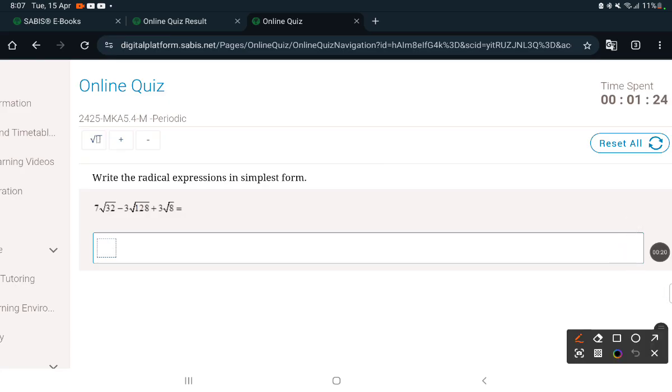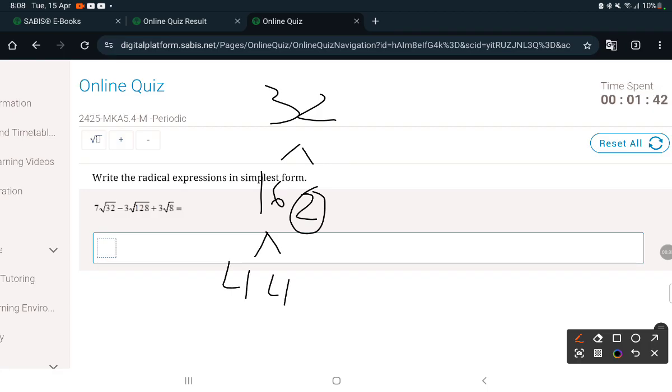Okay, so the first thing we're going to need to do is prime factorize each of the radicands, like the numbers inside the radical. So 32 could be split up into 16 and 2. 2 is prime. 16 could be split up into 4 and 4. 4 could be split up into 2 and 2. Okay, so now we have the prime numbers.